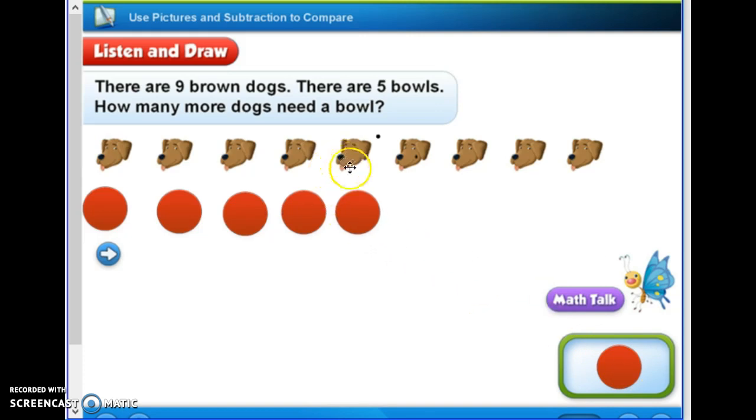So which dogs have a bowl? Let's connect the dog to their bowl. 1, 2, 3, 4, 5. So all of those dogs have a bowl.